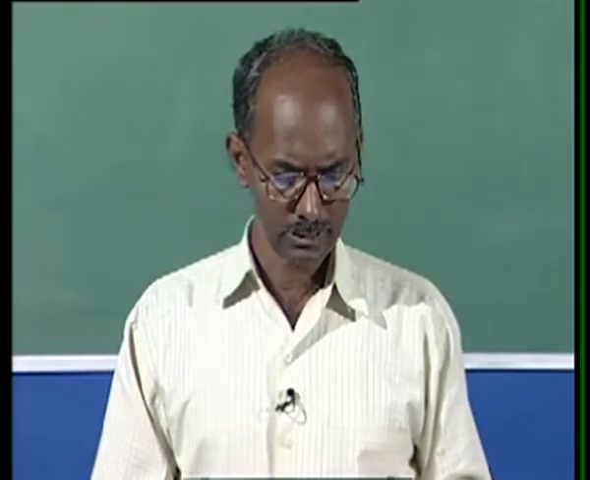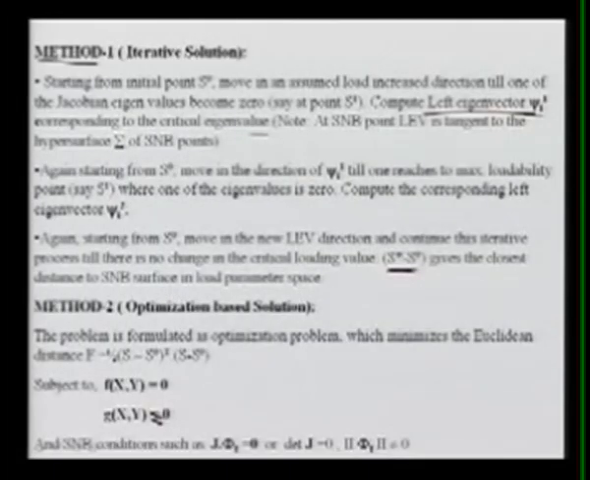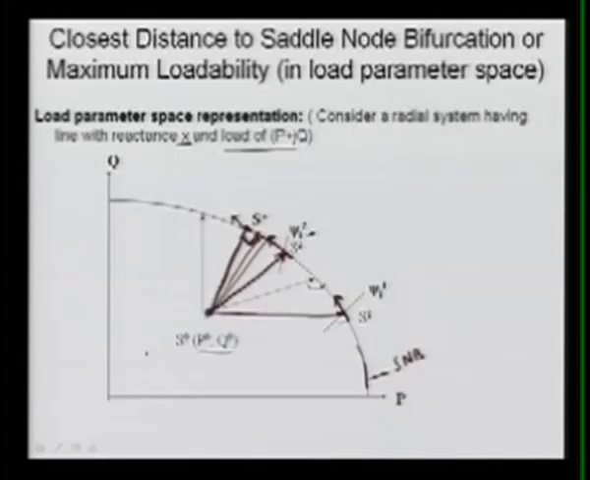So let us see the next method, that is method number 2, which uses the optimization method. In this what we do, we formulate the whole problem into one objective function, and that objective function is nothing but the Euclidean distance, that is f, which minimizes the distance, it finds out the minimum distance. So starting from here we have to move to this boundary. This boundary is again the saddle node bifurcation point, and when it gets a minimum value then it will stop, again subject to various constraints.